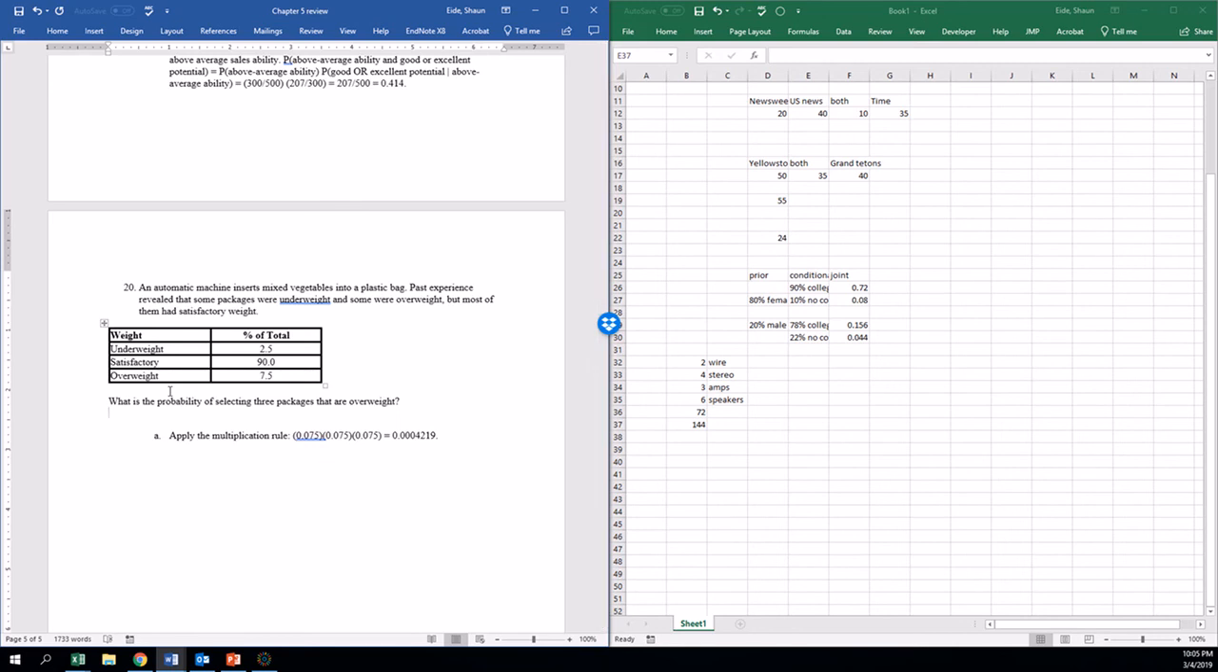The reason why is because I don't give you, there are 100 packages and 8 of them are defective. What is the probability of randomly selecting the first 3 packages and all 3 of them are defective? That's not what I'm asking. What I'm asking here is the probability of selecting 3 packages that are overweight. So the probability of selecting the first one is 7.5 percent, or 0.075. The next one is 0.075 and the next one is 0.075.